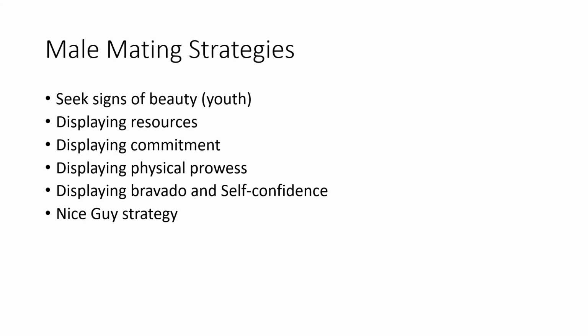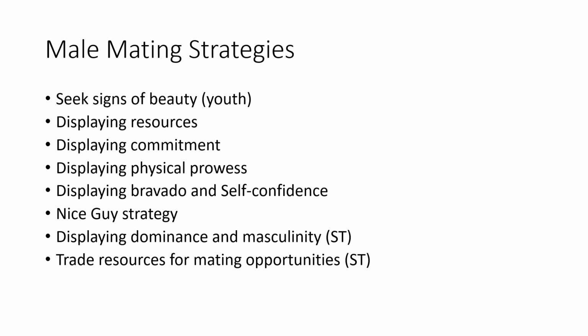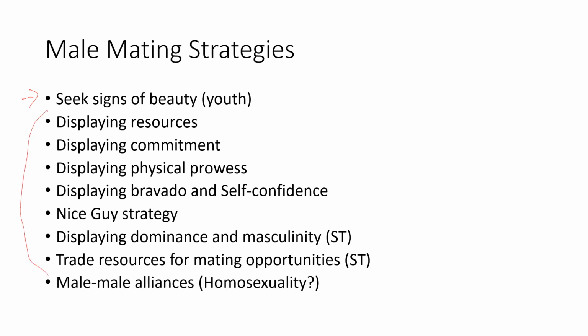Men can do a nice guy strategy where it's more of a parental investment type strategy, which goes back to women seeking parental investment. Men can display dominance and masculinity, which women seek out for short-term mating, and men can trade resources for mating opportunities, which again is directly related to what women can look for in short-term mating. So this is choosing, all of these are competing. And then we do have a final one for men here, and that's male-male alliances. There's some relations to homosexuality here and how this has relations to evolutionary pressures. These are things we'll talk about later when we talk about homosexuality. Male-male alliances can also lead to being chosen more, because male-male alliances lead to things like more resources and things like that.